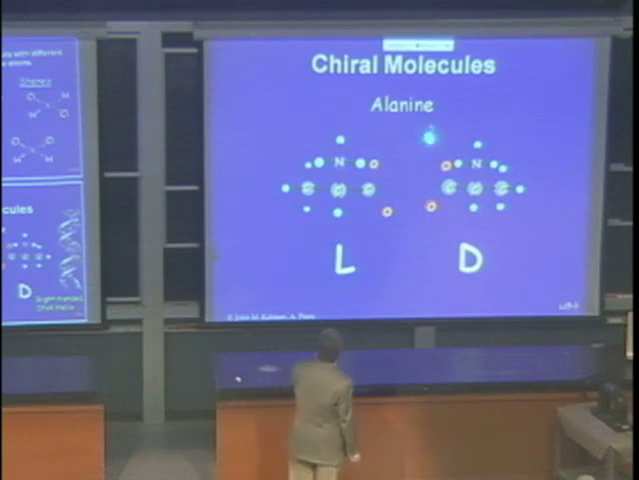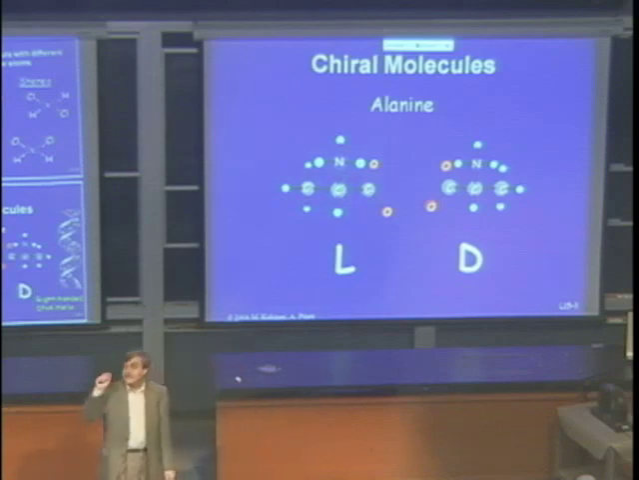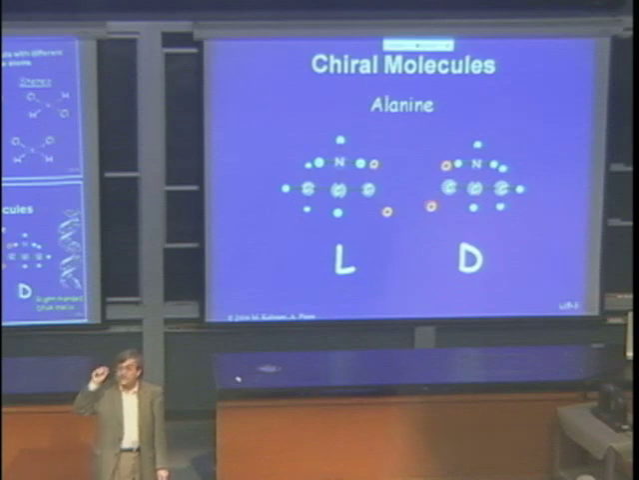And so this is a chiral molecule, for example. The chiral center is here. And there you have not the same kind of atoms, but you have a different kind of atoms. You have different kind of groups. Look at this.